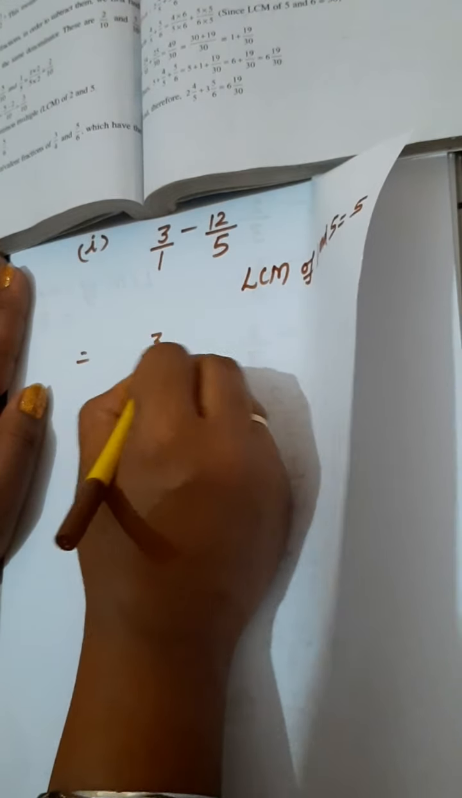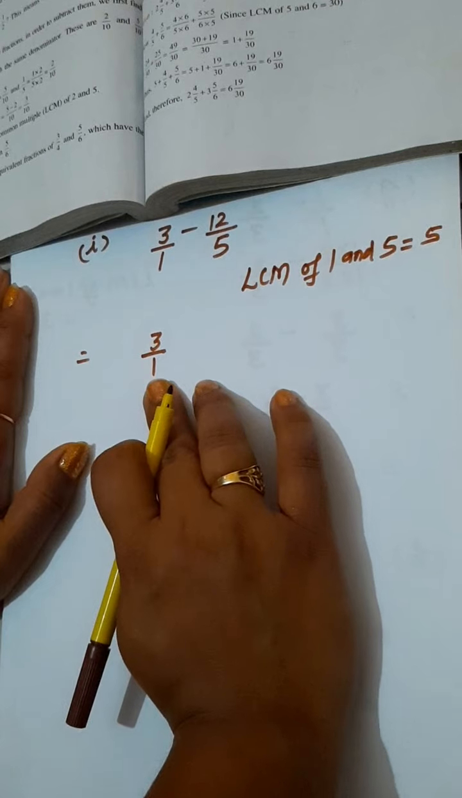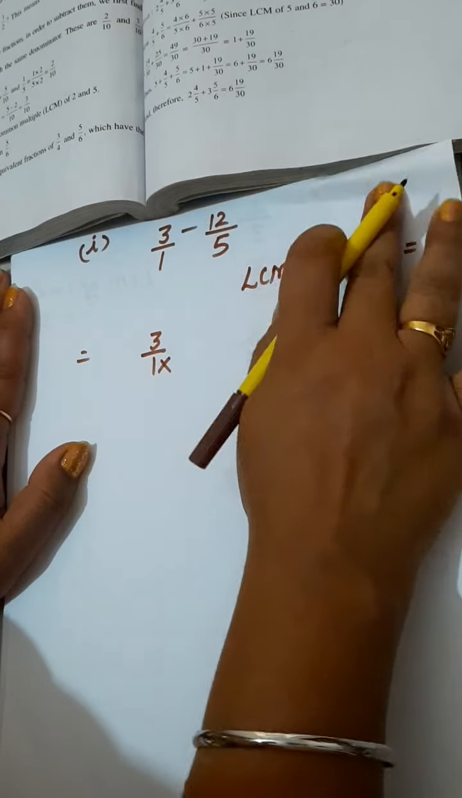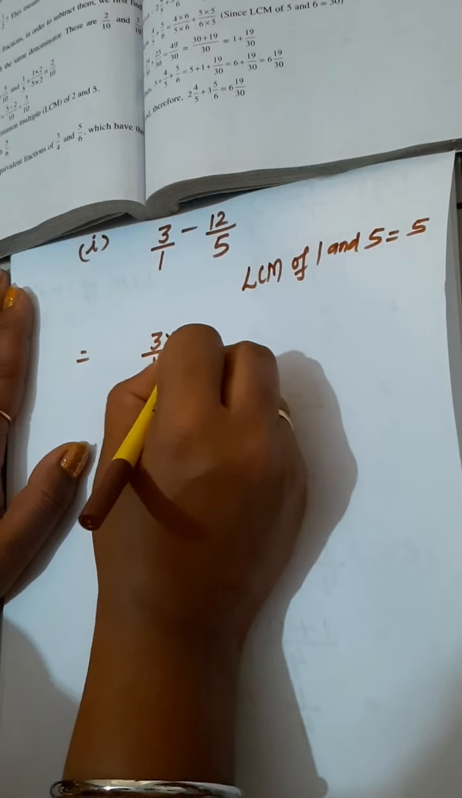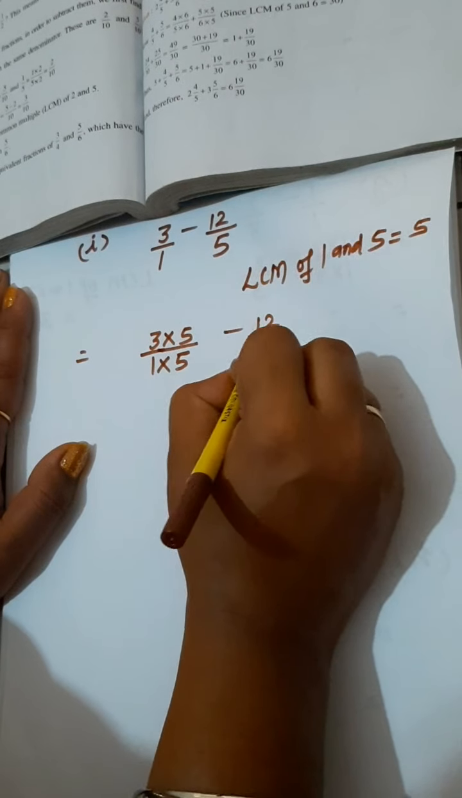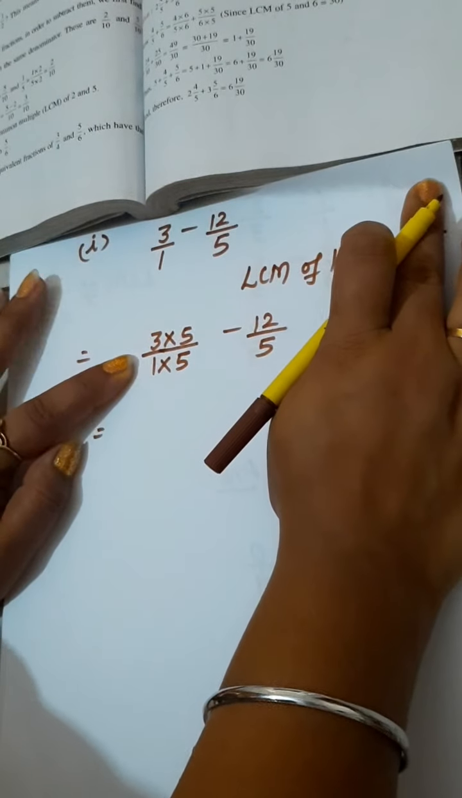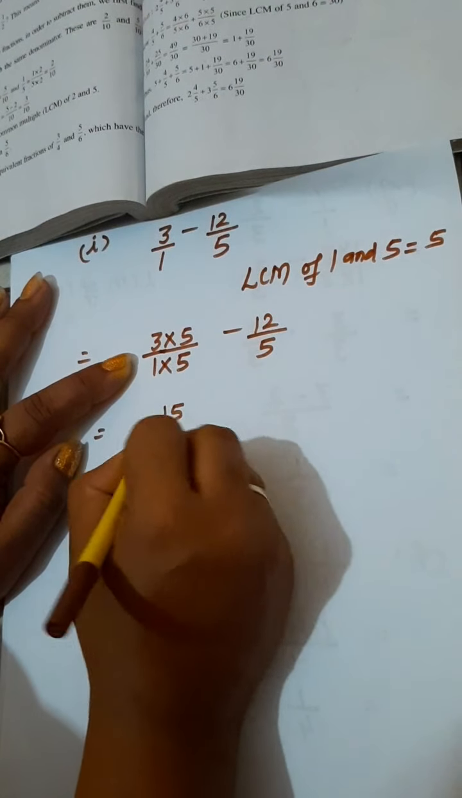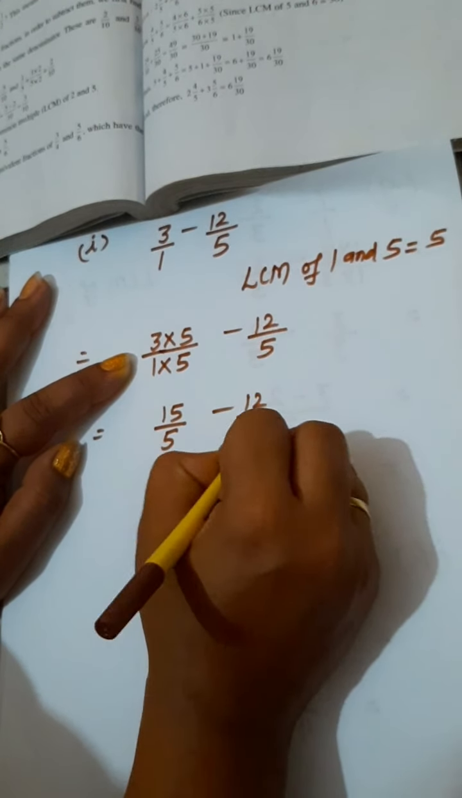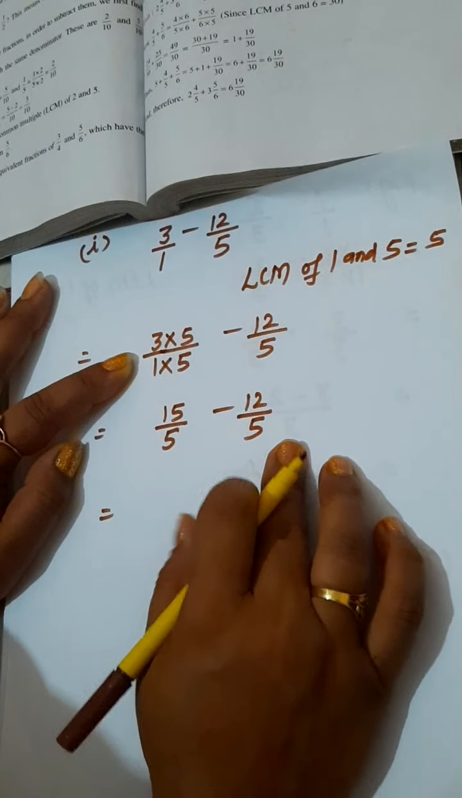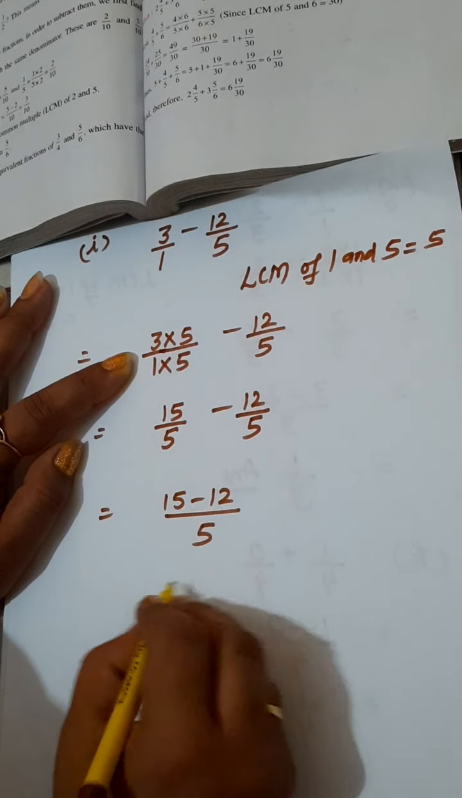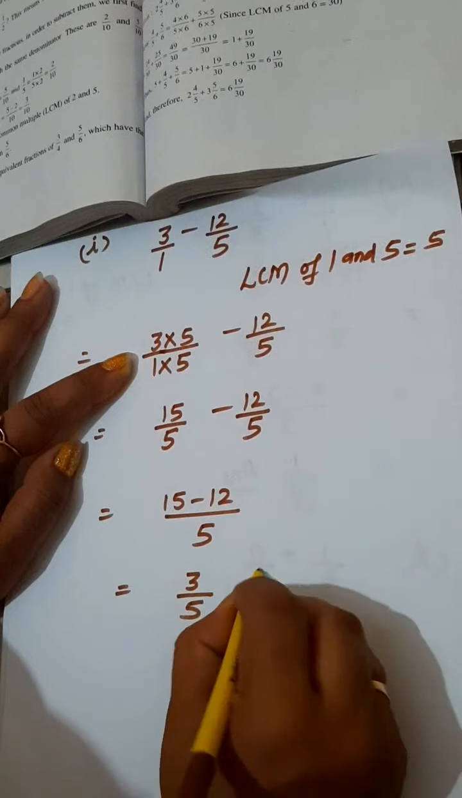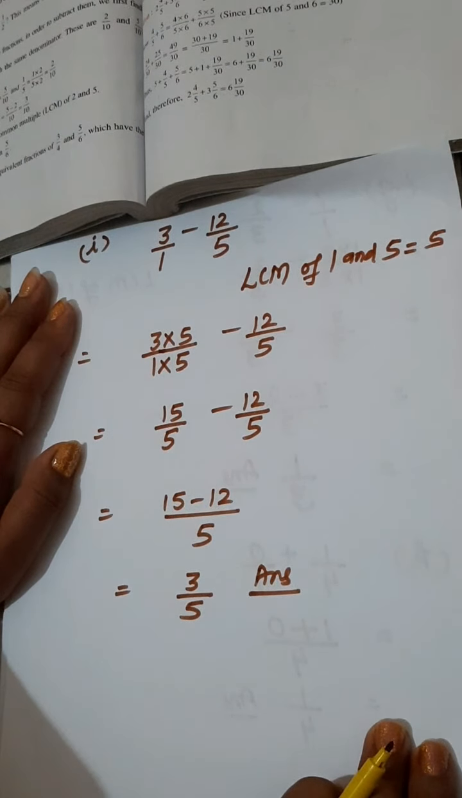So we have 3 upon 1. By which number do I multiply this 1 so that I will get 5? So this is obvious. You have to multiply this denominator by 5. 1 5s are 5. So you have to multiply same 5 in the numerator. Minus 12 upon 5. So here we have 3 5s are 15 upon 5 minus 12 upon 5. Now the denominators are same and you have to subtract it. 15 minus 12 upon 5. After subtraction I will get 3 upon 5. So here my answer is 3 upon 5.